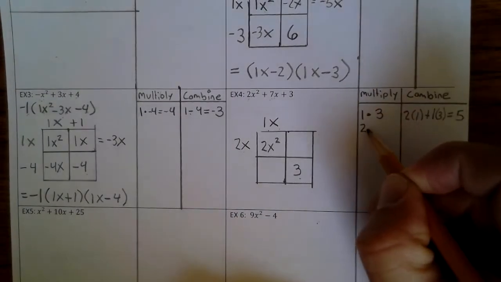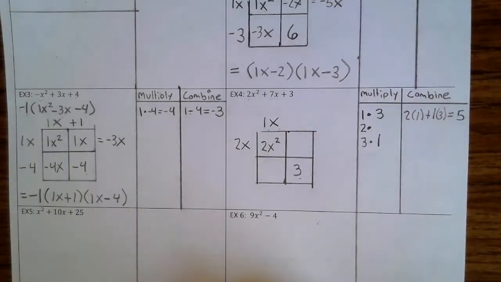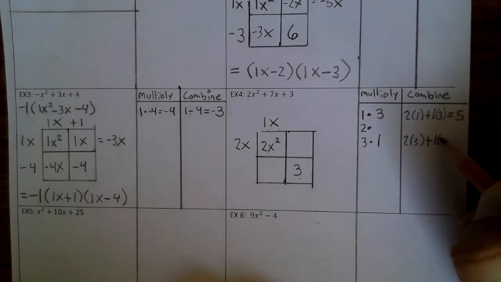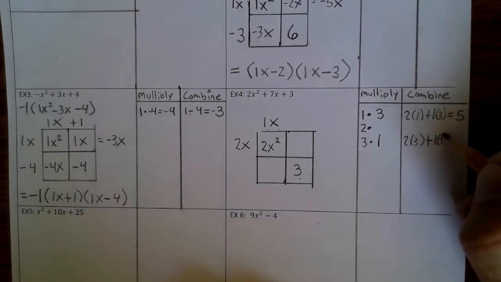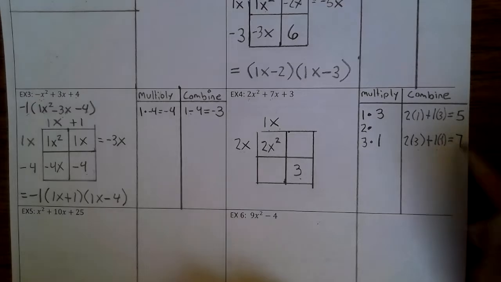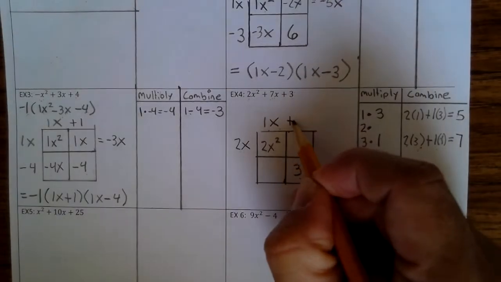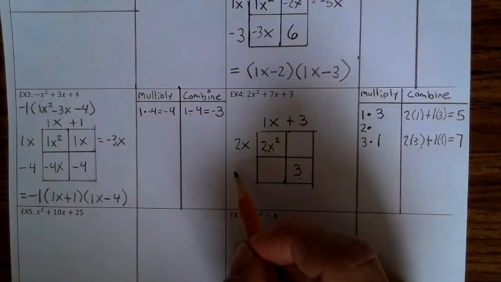Well, 2 times doesn't work, so now it's 3 times 1. Okay, so then that'd be 2 times 3 plus 1 times 1, which 2 times 3 is 6, plus 1 is 7. This works. So since you're multiplying the 2 times the 3 goes here, because 2 times a 3. And since you're multiplying the 1 times the 1 goes here.